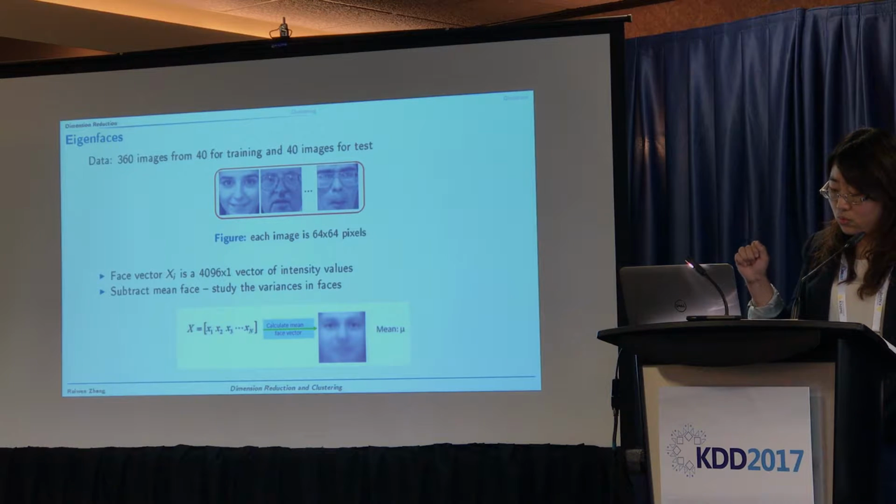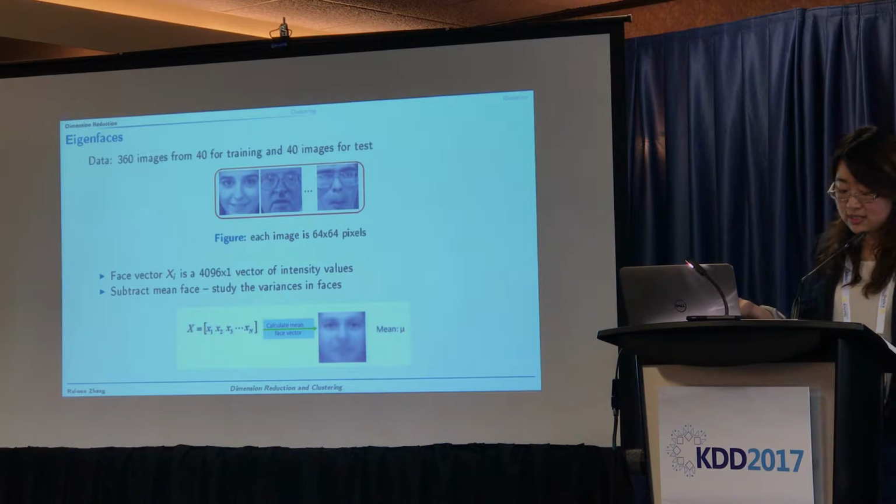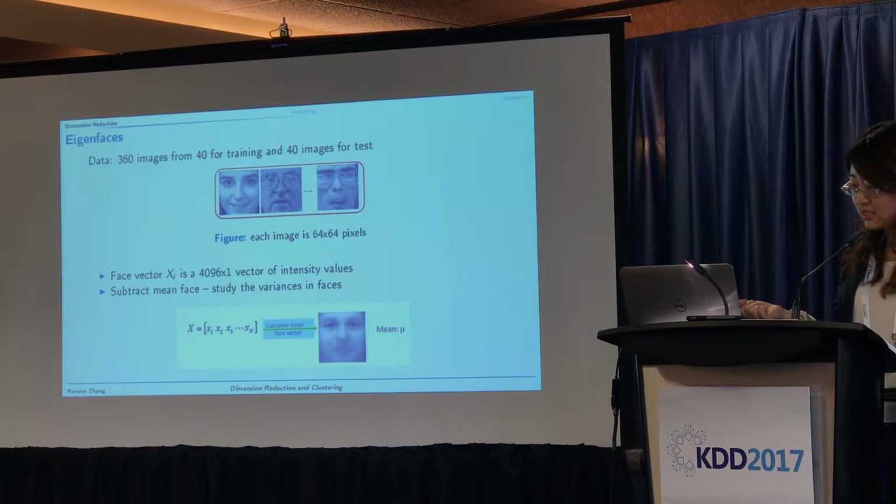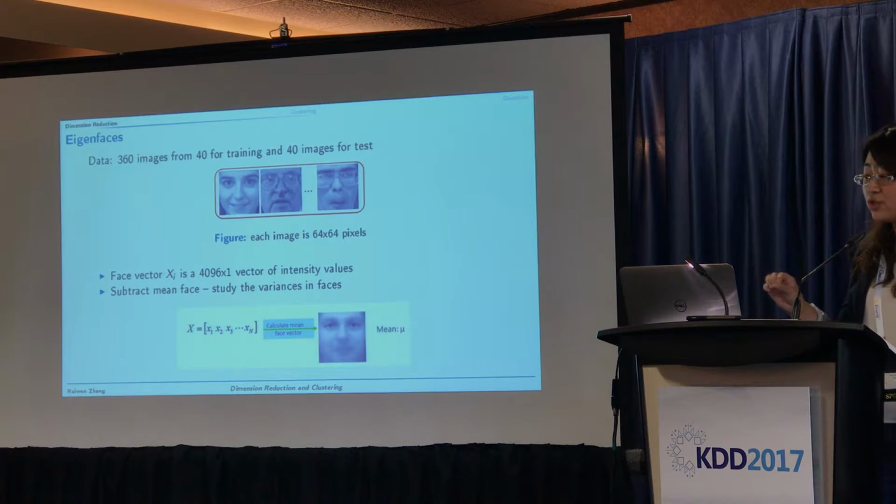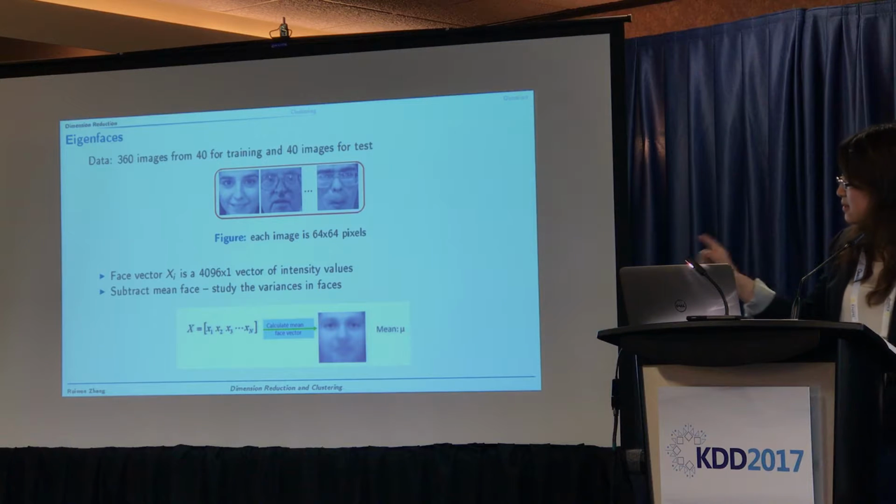What we want to do is to classify the faces, so we would like to investigate the variance in face space. So the first step we need to do is to subtract the mean face. The mean face represents common elements that all faces have, and it can be simply calculated by taking the average of all the feature vectors. And the bottom plot shows how a mean face looks.